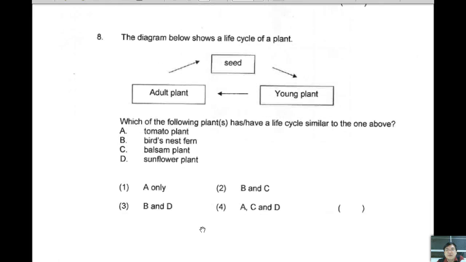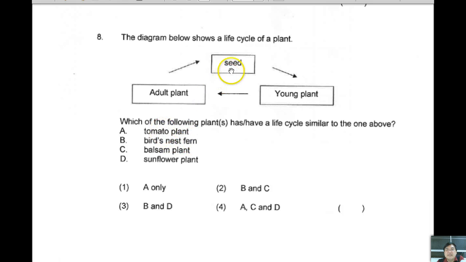The diagram below shows a life cycle of a plant: seed, young plant, adult. Which of the following plants have, it means one or two of the plants, a life cycle similar to the one above? Now let's take a look.